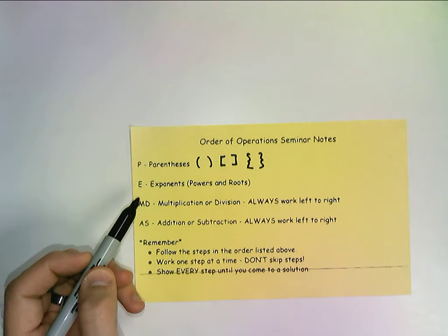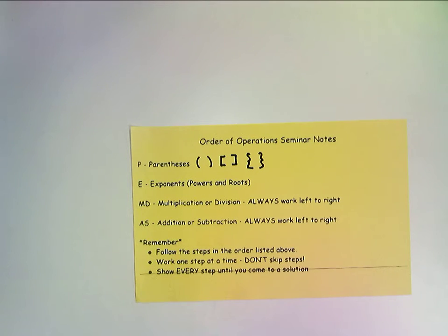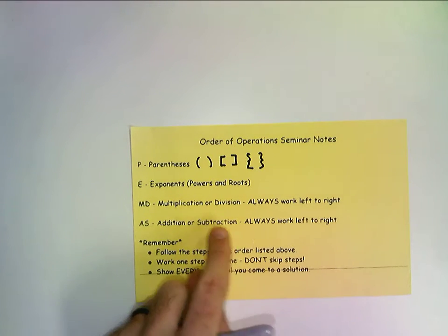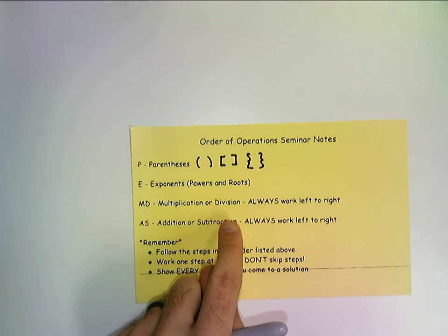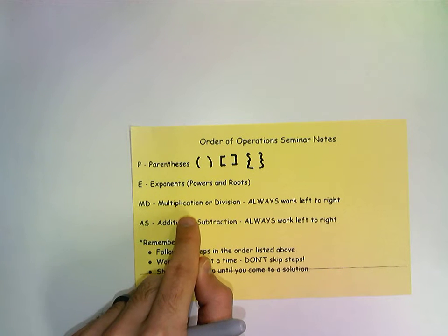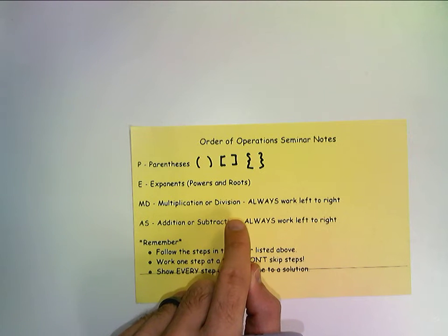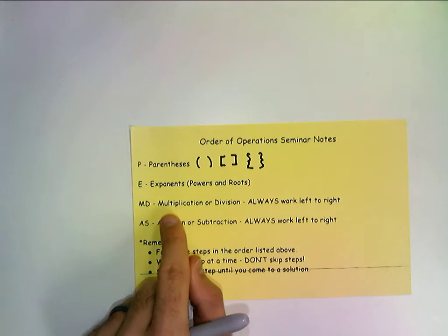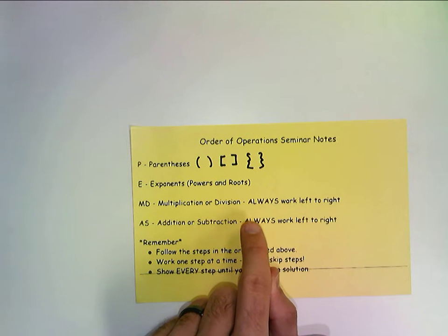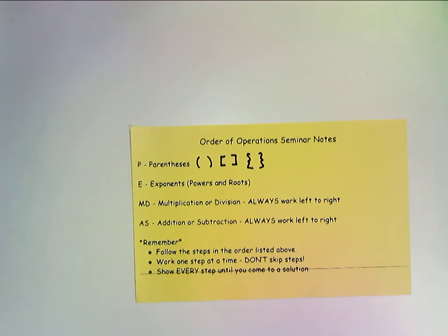After you've taken care of exponents, then comes multiplication or division. Here, these ones are really interchangeable. You just have to make sure that you're working left to right. So if a multiplication would show up first, you would do that, and the same for a division problem. If that came up first, you would do that. So always keep in mind that multiplication and division can be switched around, but you need to be working from left to right across your paper.